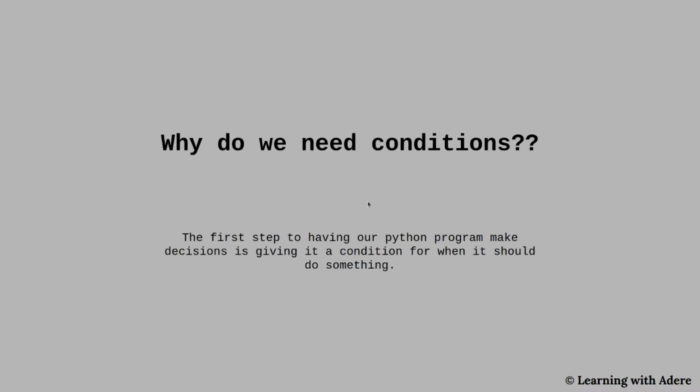Okay, so why do we need conditions? Well, conditions are needed for our Python program to make decisions. Our Python program should make decisions under certain circumstances, and it's the first step to having our Python program make decisions. We need to give it a condition so it knows when it should do something. That condition is basically telling it when. That condition is the when it does something. So yeah, hopefully that makes sense about why we need conditions.